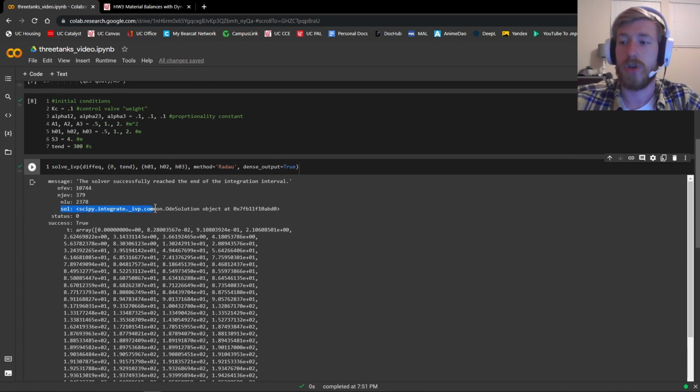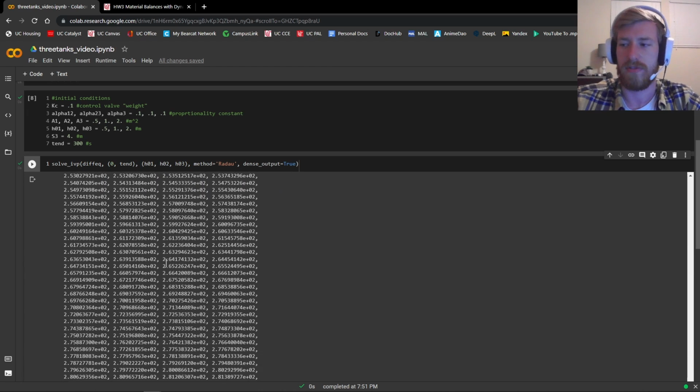We see right here this sol part of the answer. This is what I mean. It says it's a SciPy integrate IVP common solution object at some address in memory. So this part of our solution is actually what contains the three functions, the three equations in terms of time for the height of each tank.